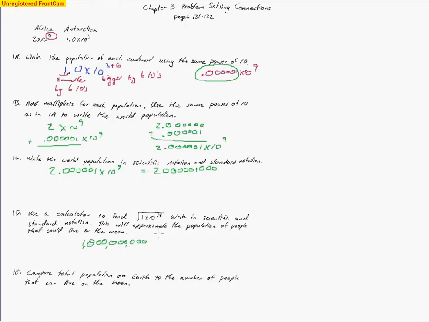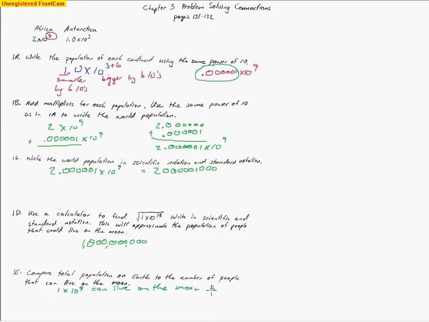What we want to do next is compare the total population on Earth to the number of people that can live on the moon. In my case, and in your case it will be a little bit different, I could say something to this effect: 1 times 10 to the 9th. It's a little easier using scientific notation because it takes up less space. But that represents 1 billion people can live on the moon.